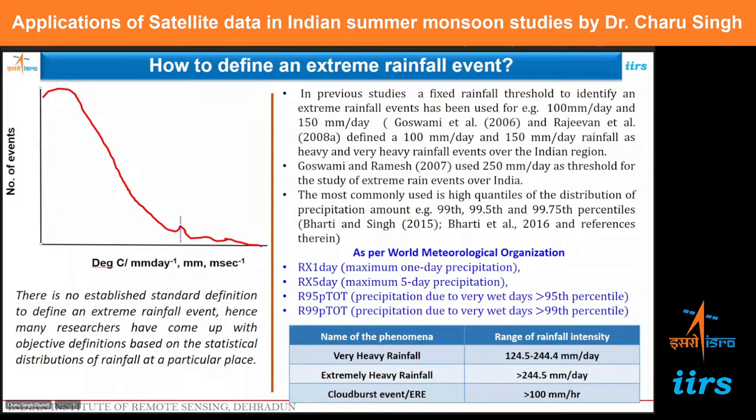Likewise, the Indian Meteorological Department has also categorized the rainfall in different categories: very heavy rainfall ranging from 124 to 244, and extremely heavy rainfall that is greater than 244 millimeter per day. Then we have cloudburst events or the extreme rainfall events. These are the events where we note rainfall greater than 100 millimeter in 1 hour.